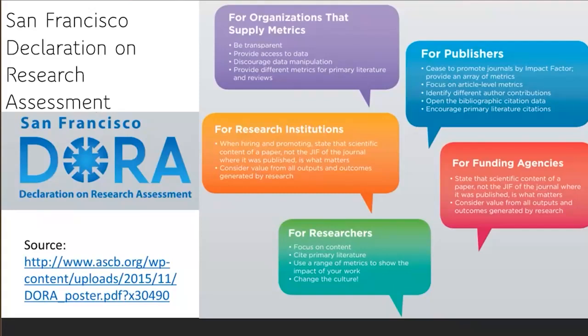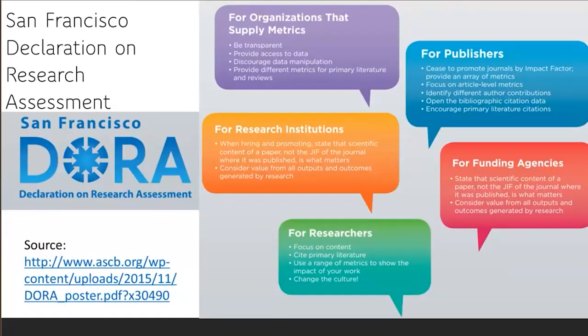For publishers, obviously, stop promoting journals based on impact factor, because we know it's problematic and manipulated and a whole bunch of other things. Instead, focus on article level metrics. So not the journal as a whole, but the individual articles, and how we can judge those individual articles.